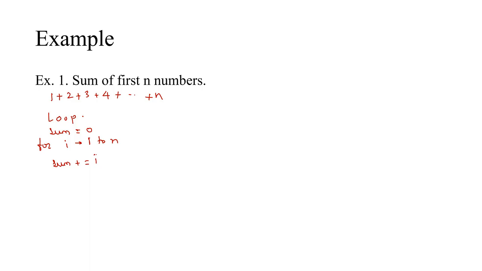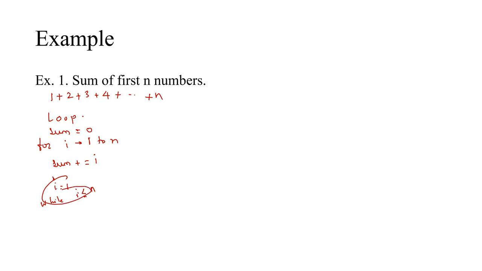In the case of a while loop, I'll take a variable first, i equal to 1, and while i is less than or equal to n, I will do the same thing: sum equal to 0 initially, and then I will be summing here. So this is one method of solving using loops.